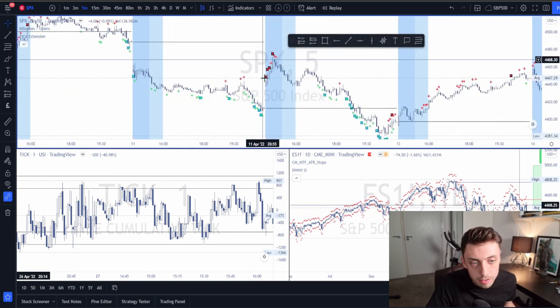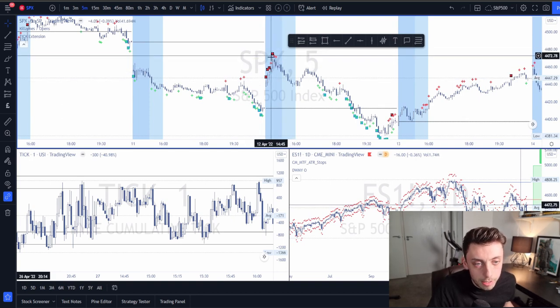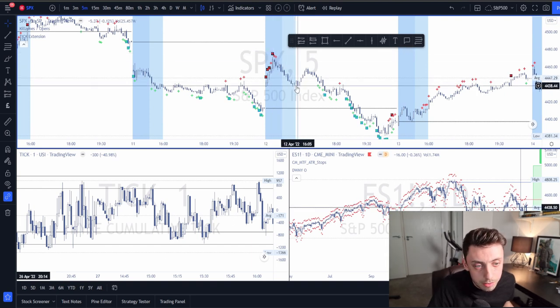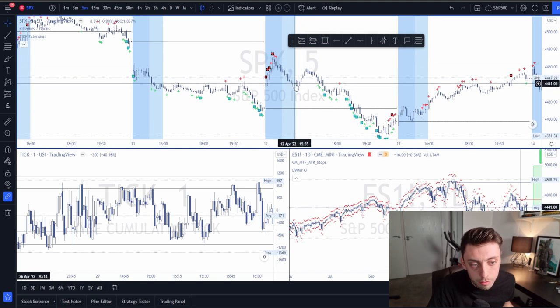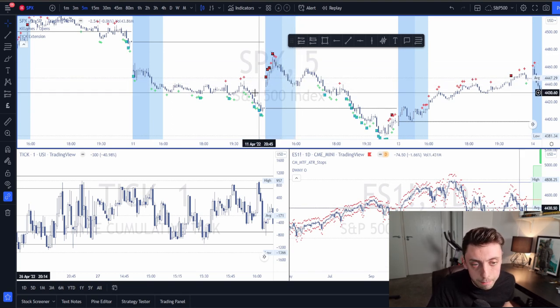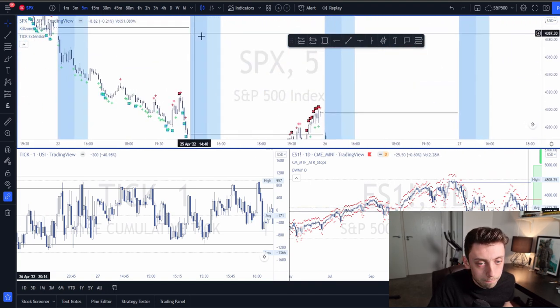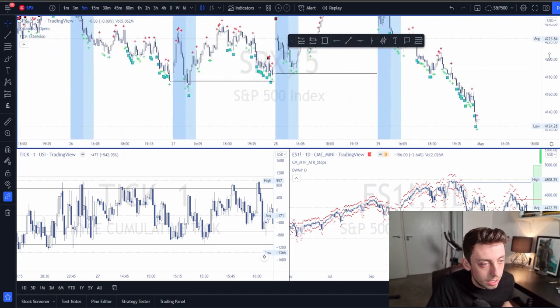So here we've got another example on the sell side. Ignore the first three or four and look at that. We've got another -1,000 right here. Once we come down, you can then say, okay, this is probably going to be the high, and then you can confidently sell right there. So that is how I'm using the tick with the current S&P 500 strategy that I've shown on the channel.